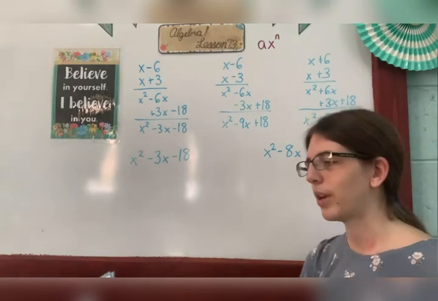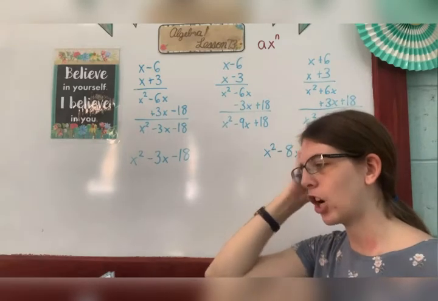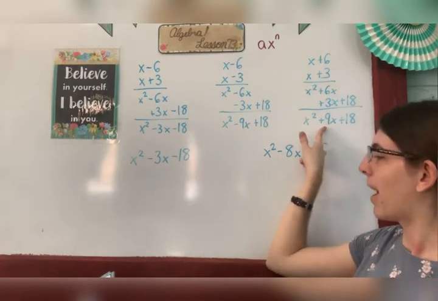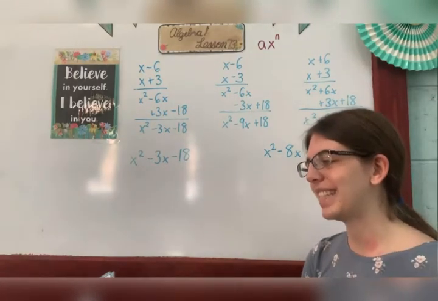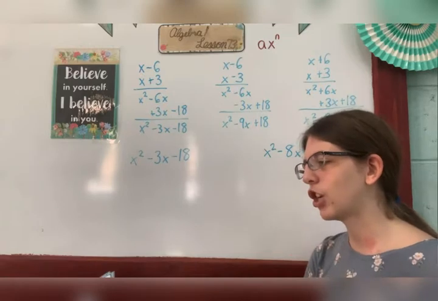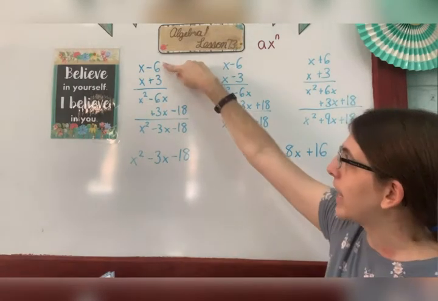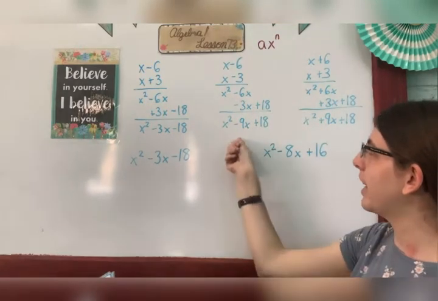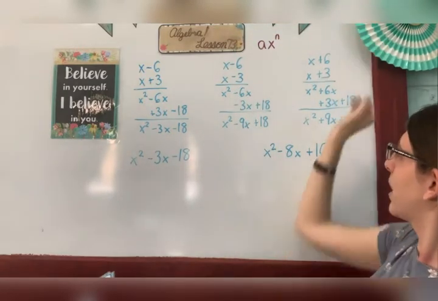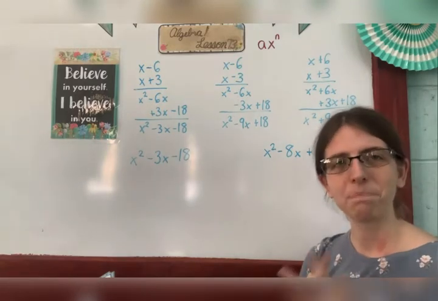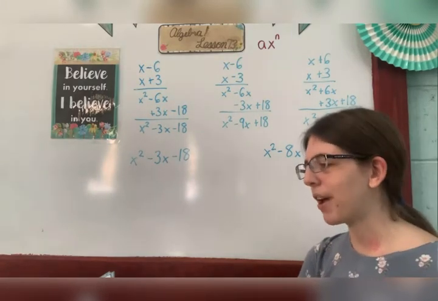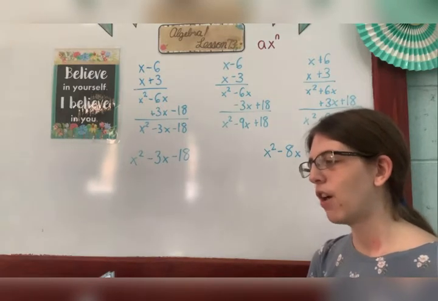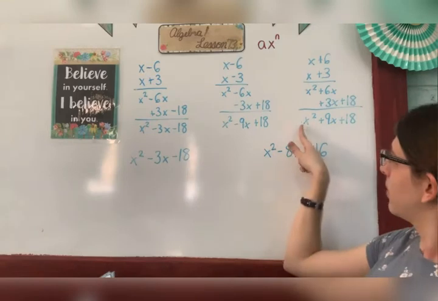Then the third thing to notice is the coefficient of the middle term of the trinomial. So here, negative 3, negative 9, positive 9. The coefficient is the sum of the last terms of the binomials. So negative 6 plus 3, negative 3. Negative 6 plus negative 3, negative 9. Positive 6 plus positive 3, positive 9. Interesting, right?